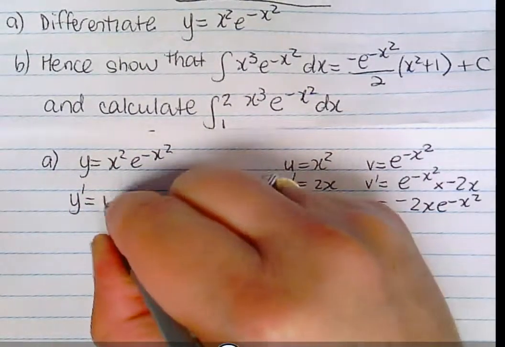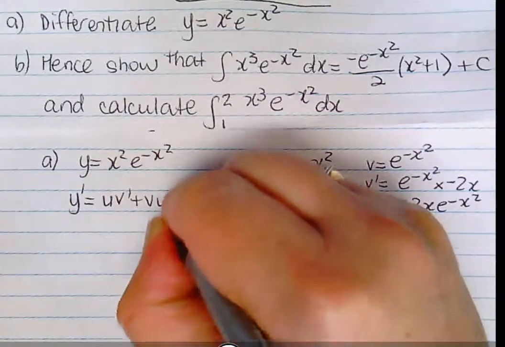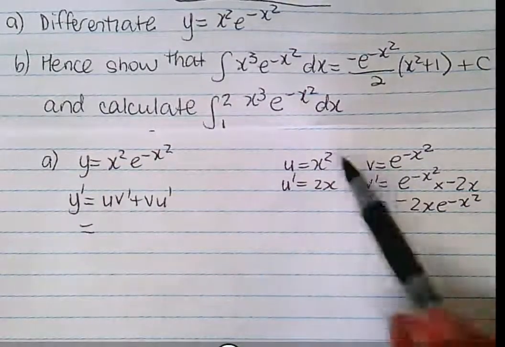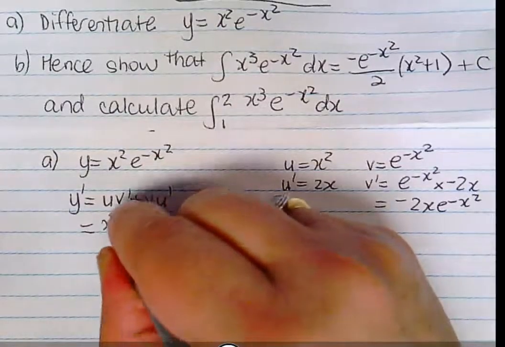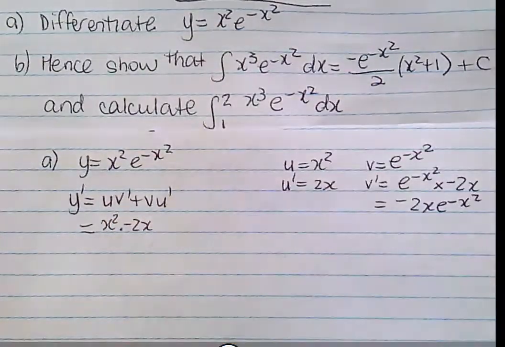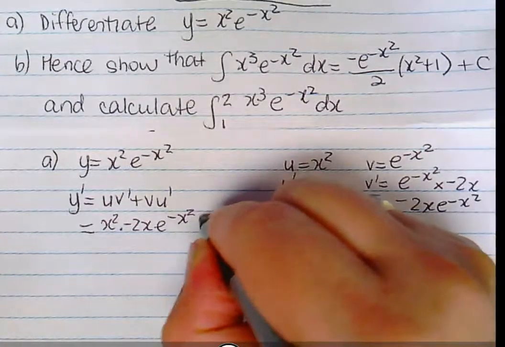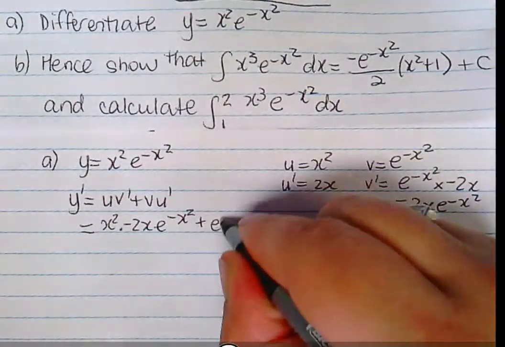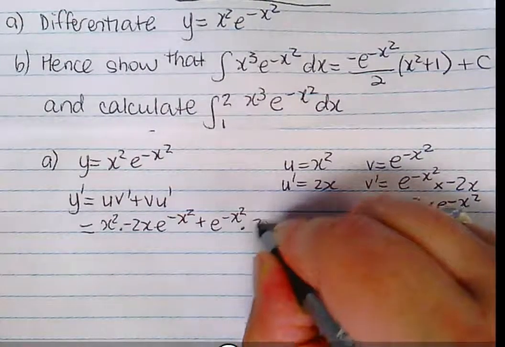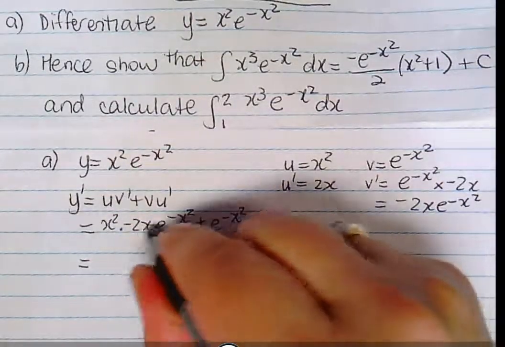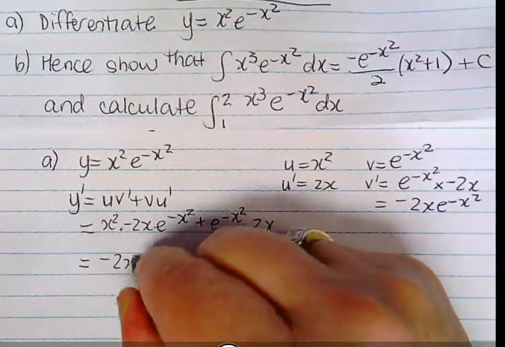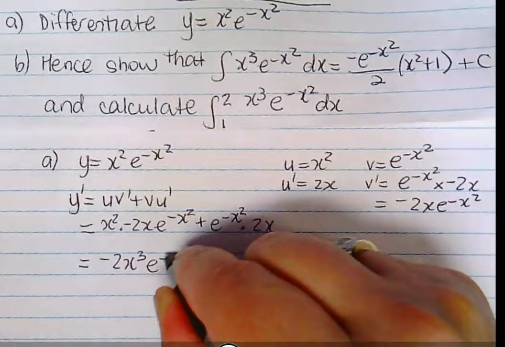So y dash, the derivative, is uv dash plus vu dash. So u times v dash will be x squared times negative 2x e to the negative x squared, plus v, which is e to the negative x squared, times u dash, which is 2x. So just going to write these two terms out. I would have negative 2x cubed, and simplifying.